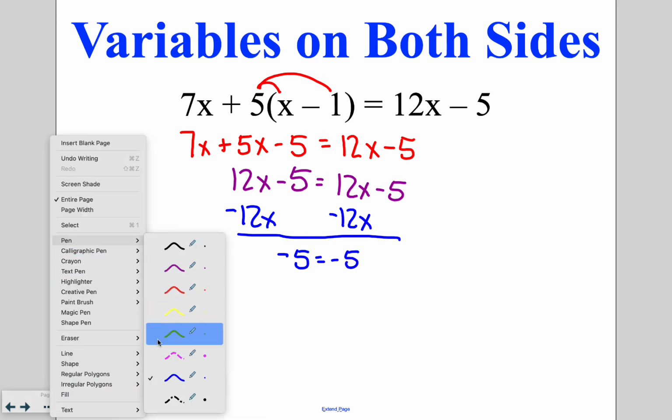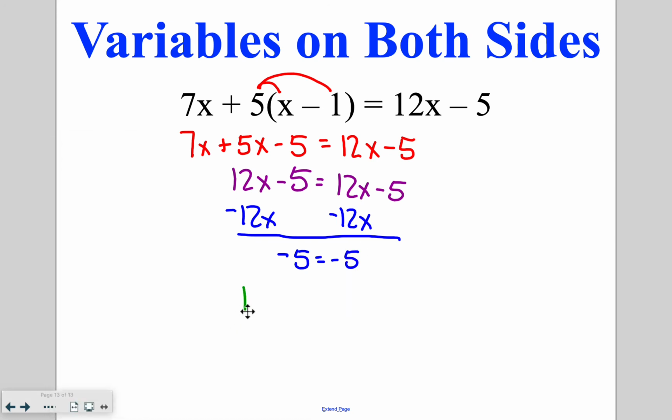This is known as the identity. What this means is that any value of x, so any number that you can think of, is a possible solution to this particular equation.